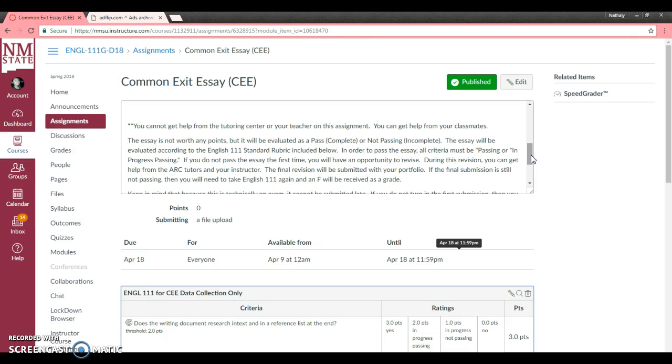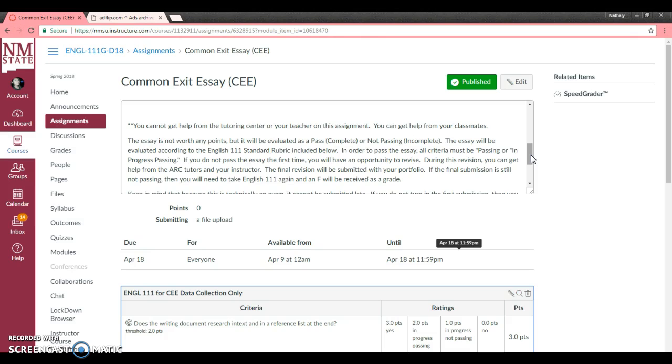Another thing to keep in mind is that you need to be passing the class as well to pass the class at the end of the semester. What I mean by that is that even if you pass the common exit essay, but you don't have a C or better, then obviously you have to take the class again. If you have a C or better, but you don't pass the common exit essay or the APA exam, then you have to take English 111 again.